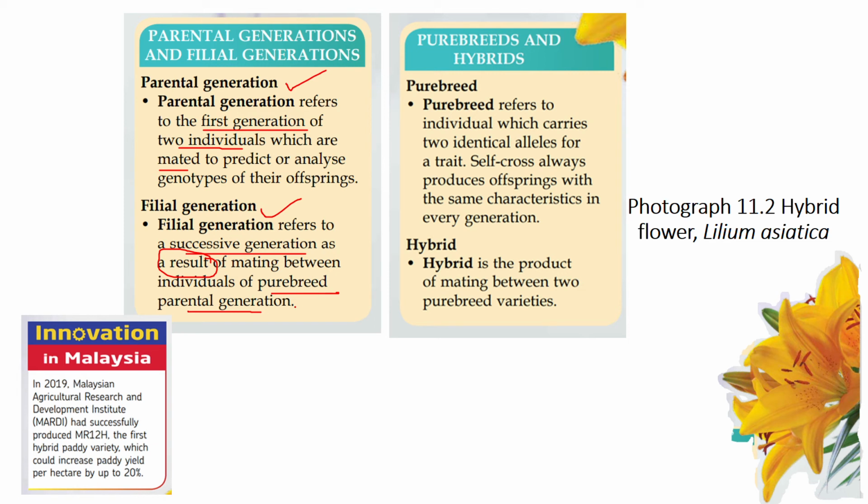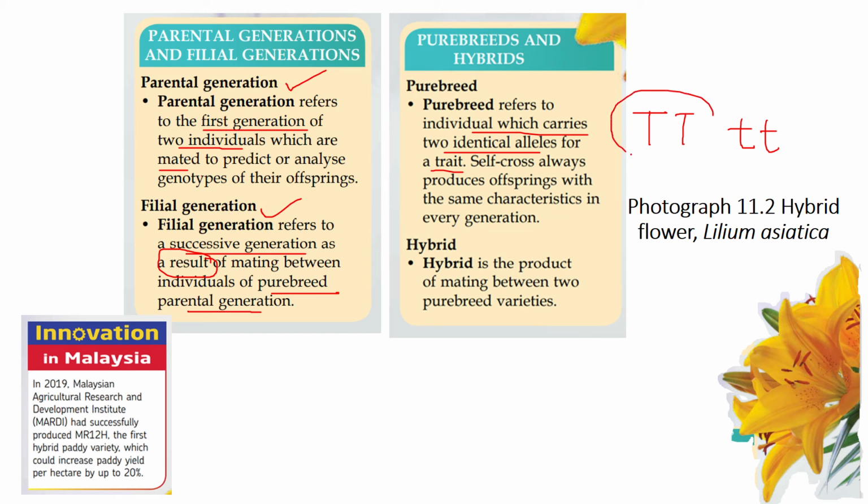Apa maksud purebred ini? It refers to individuals which carry two identical alleles for a trait. For example, both capital letter T ataupun both small letter t. Ini yang kita panggil sebagai purebred ataupun baka tulen, where self-cross always produces offsprings with the same characteristics in every generation.